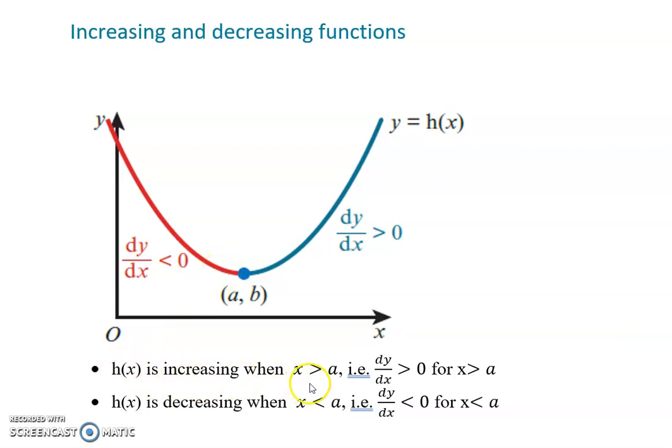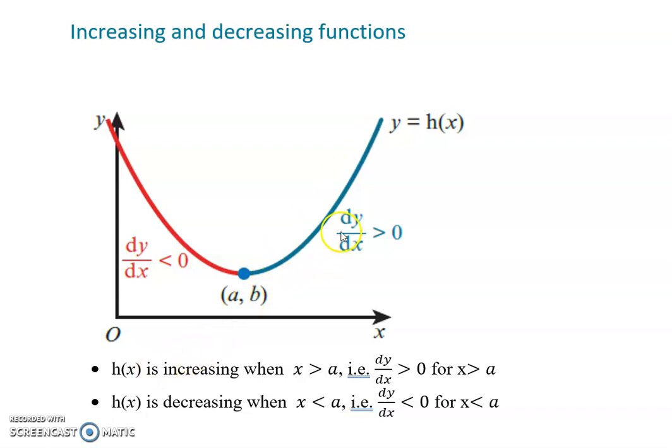h of x is increasing when x is greater than a, that is, dy by dx is greater than 0 for all x greater than a. In the sense, the point x is nothing but the point a they are talking about. When x is greater than a, I mean this side, this is the point a comma b, which is the vertex of the parabola here. For all the values of x after this point, dy by dx is greater than 0, because if you see the graph here, it is rising only after the point a. So all the values here are increasing.